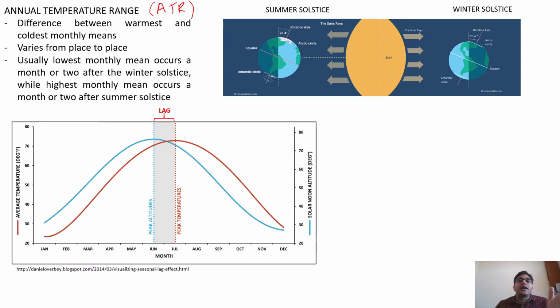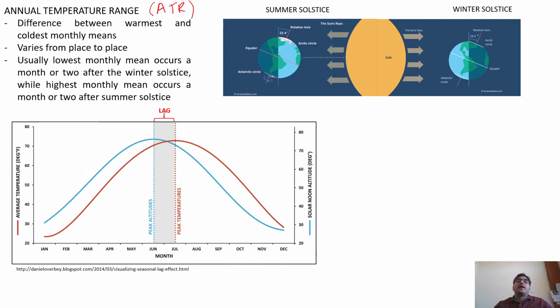Similarly, the ATR will be the difference between the warmest and coldest monthly means. So for a location, if the warmest monthly mean of temperature is 25 degrees and the coldest is 10 degrees, so we have a range of 10 to 25. Okay, so that is what is called the annual temperature range.